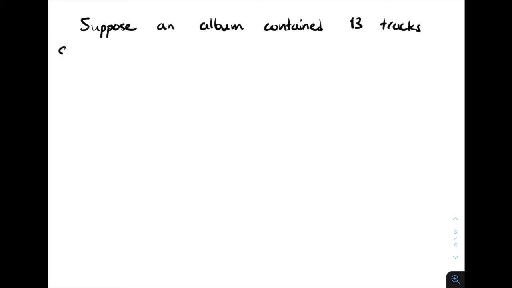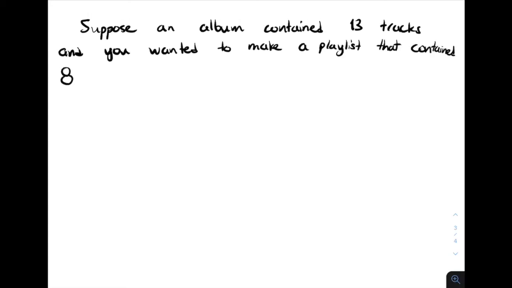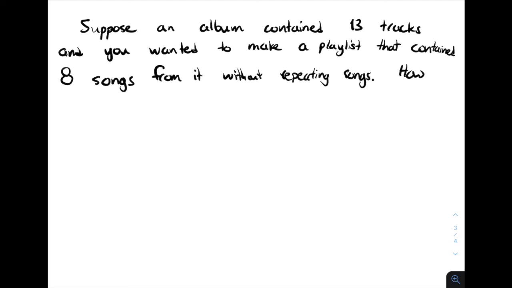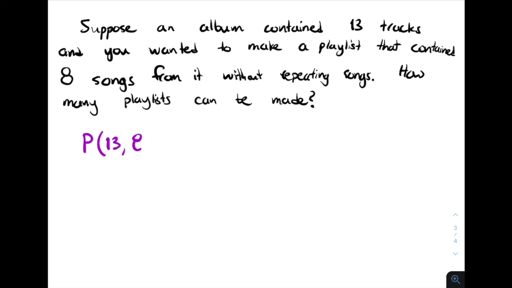As an example, let's imagine an album that contained 13 tracks and that you wanted to make a playlist of 8 songs. And let's suppose we don't want to repeat any of them. Our question is, how many such playlists can be made? Because playlists have an inherent order, this is the same as the question about lining up students. So here we have 13 tracks and we want to order 8 of them. In the language of permutations, this will be 13 permute 8.